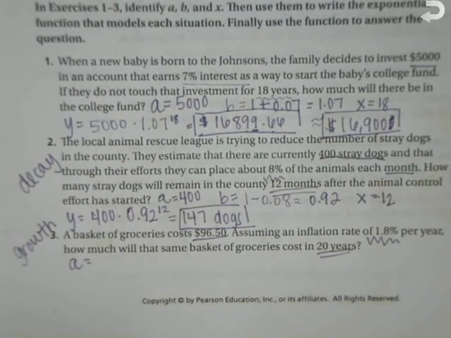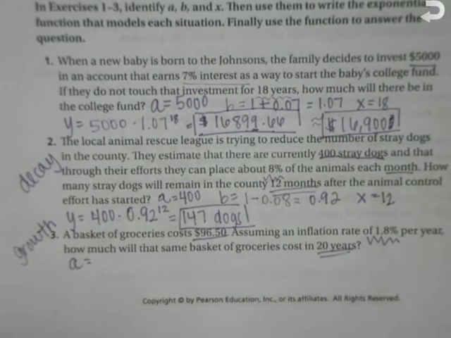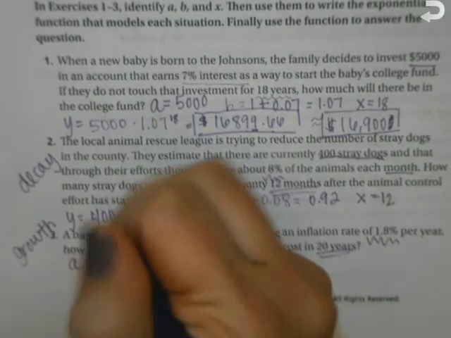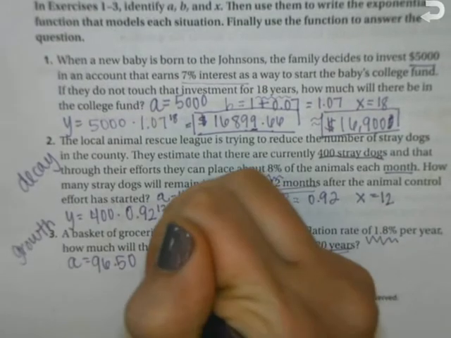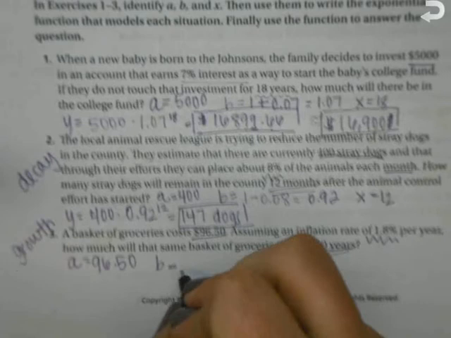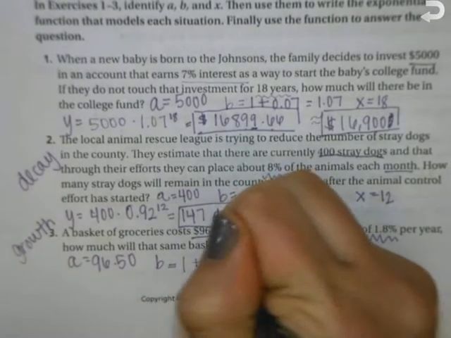Is there anybody? Nobody's in 39. Who's 32? Is that empty one over there? Okay. 29. Initial value. $96.50. My B, this is growth, so that's going to be 1 plus what? Who's 15? 0.018. Do you guys agree or disagree?